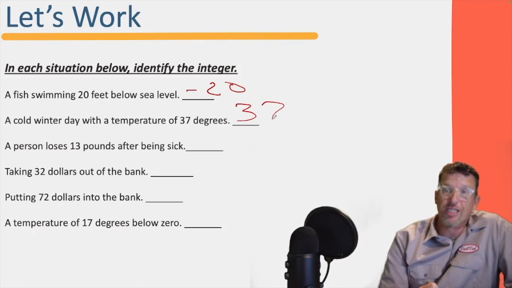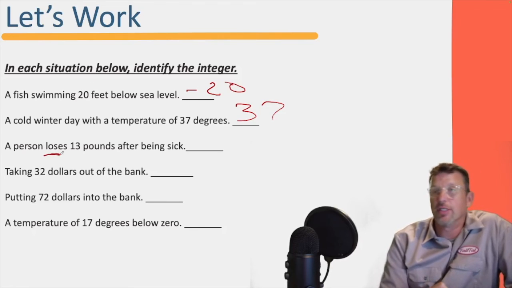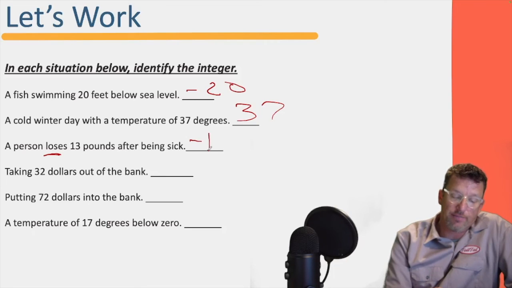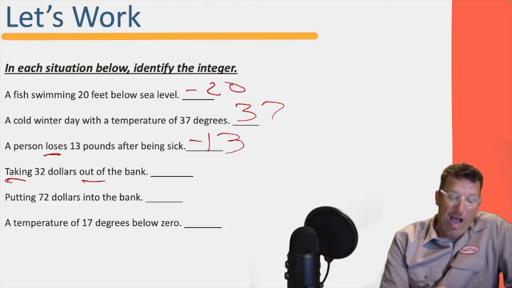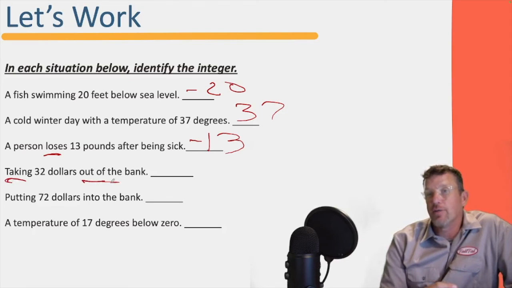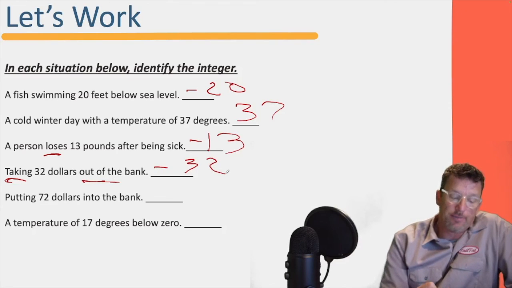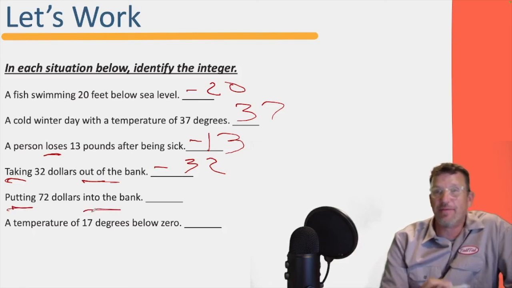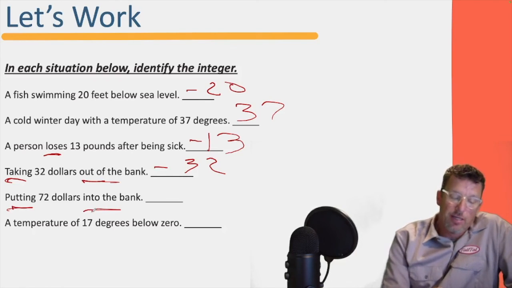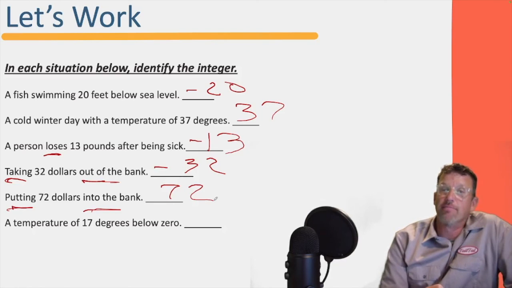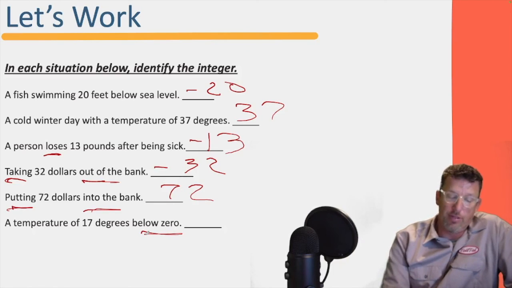A person loses 13 pounds. Loses. Do you think that would be a positive or a negative? Well, that would be a negative because you're losing it. Taking away 13 pounds. Taking $32 out of the bank. It's kind of like the last question. We're taking something away. So we're taking away $32. Putting $72 into the bank. So now we're gaining money. We're earning money. That's good news. That's $72. And a temperature of 17 degrees below 0. Now there's that below 0 phrase, which tells us it's going to be -17.